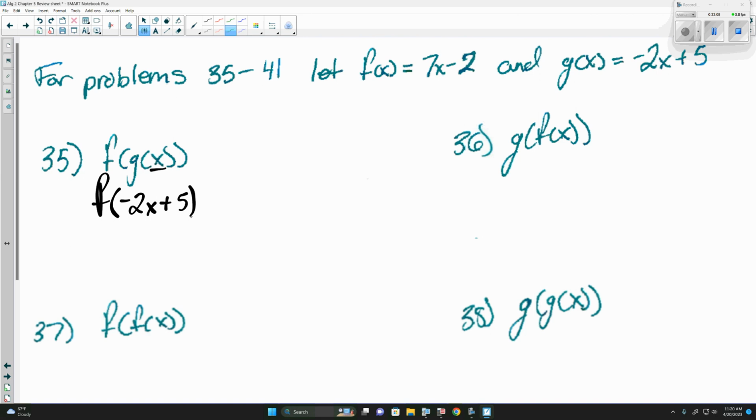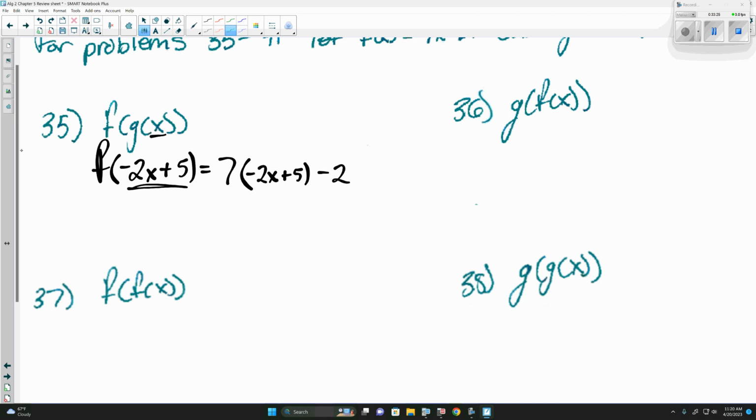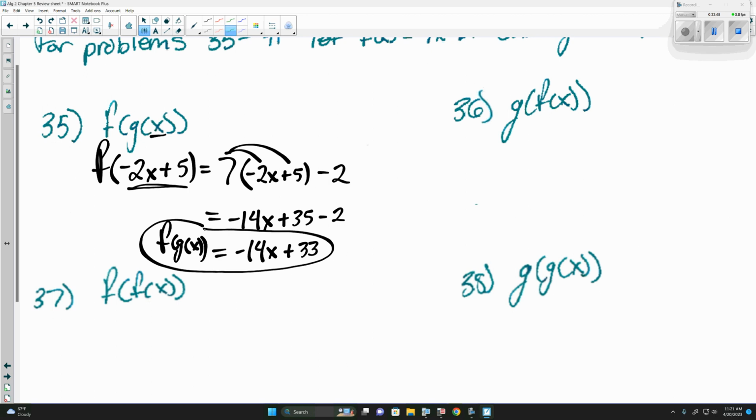Now it brings us to our next step. Now every x in f of x is going to be replaced with negative 2x plus 5. So instead of 7x, we have 7 times negative 2x plus 5 minus 2. Now at this point here, we do need to simplify, so we can distribute the 7. 7 times negative 2x is negative 14x. 7 times 5 is plus 35 minus 2. So that'll give us negative 14x plus 33. This is f of g of x.